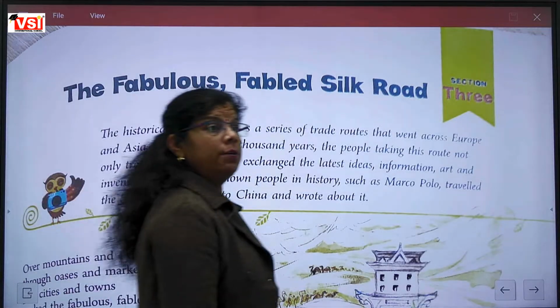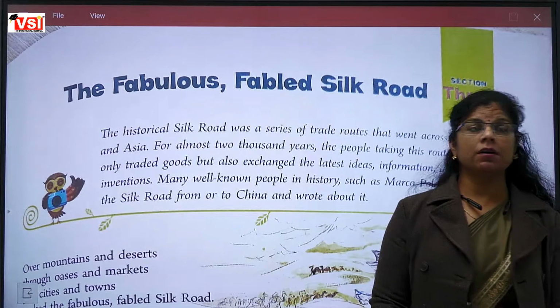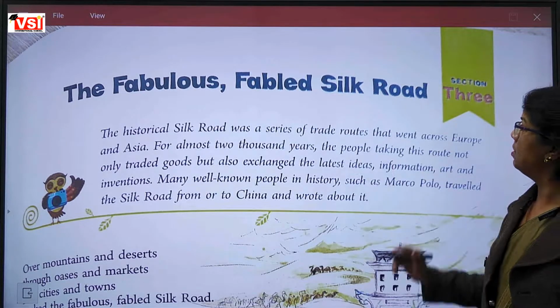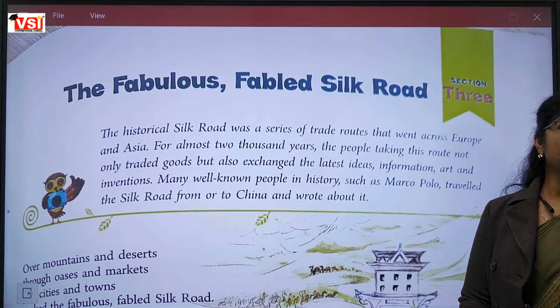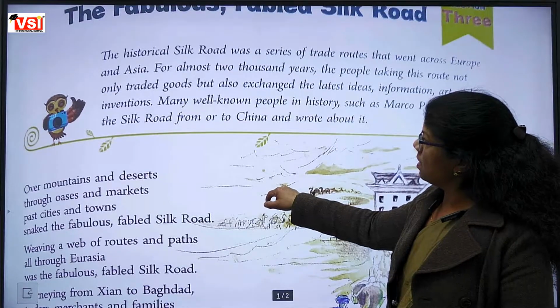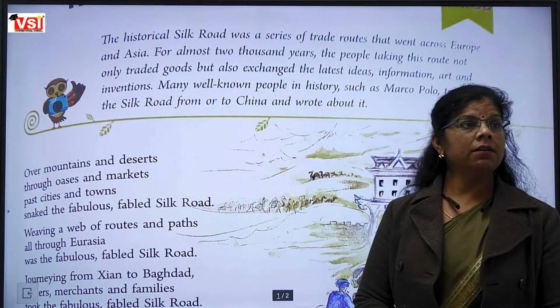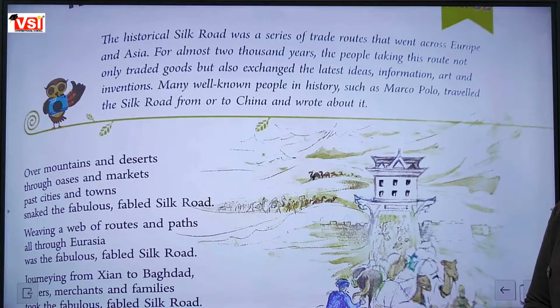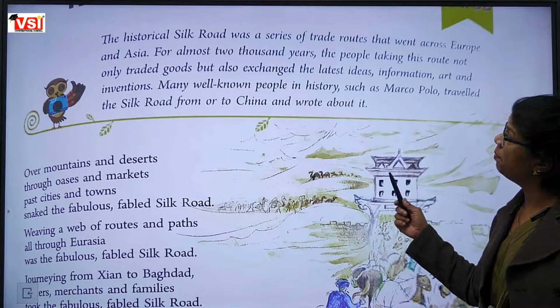So the last poem of your literature book is the fabled Silk Road. Okay. We have discussed the poem yesterday also, but I'm just briefing you again. The students who were not present in yesterday's class, I should brief them. So what is told in the poem? The historical Silk Road was a series of trade routes that went across Europe and Asia.